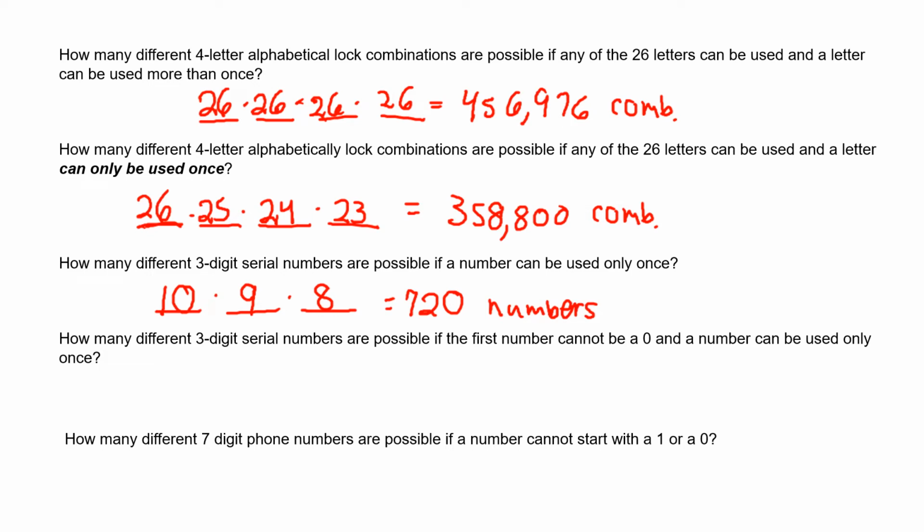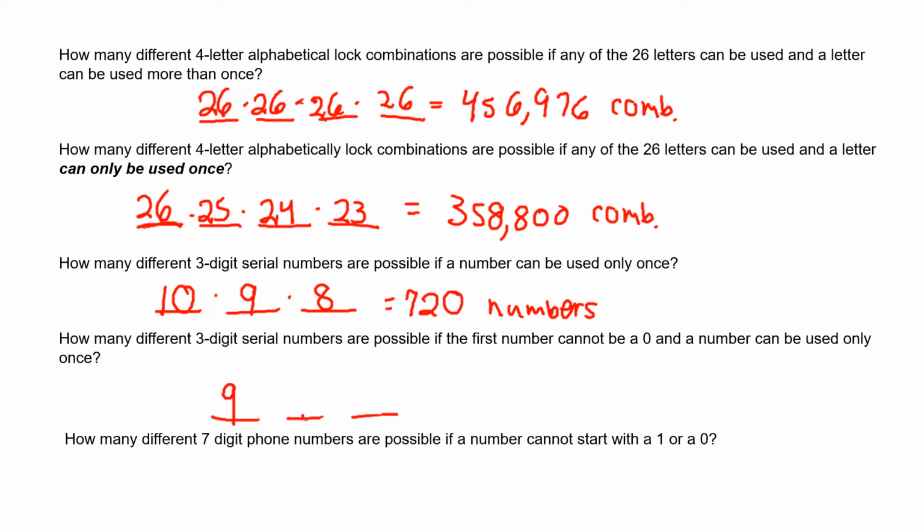Okay, so we just have to think it through for each of the digits. So again, it's a 3-digit serial number, so we have 3 different choices. So let's think about how many choices we have for the first slot. It says the first number cannot be a 0. So I would have only those digits 1 through 9 available to me. So I would say that I only have 9 different possibilities for that first slot. Okay, right? Because I couldn't use 0. So I had 9 possibilities there.